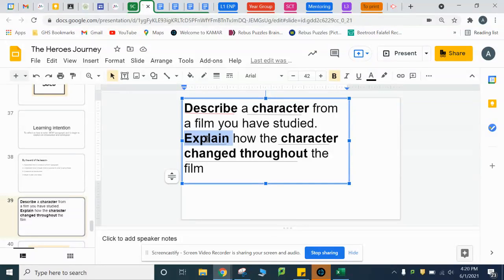Explain is a great one, and the best synonym for explain is how and why. We are clarifying, that's the word: how and why. So once we have described the actions, the characteristics, the clothing of the character, we're going to then explain how and why that same character has changed throughout. So there's a movement of change throughout.